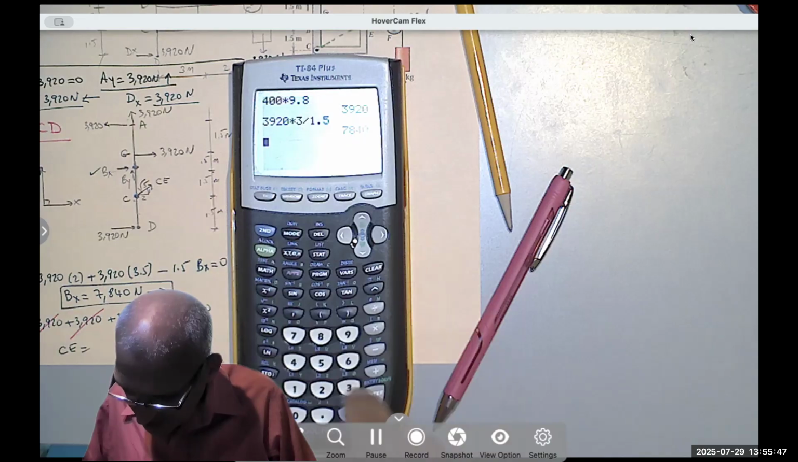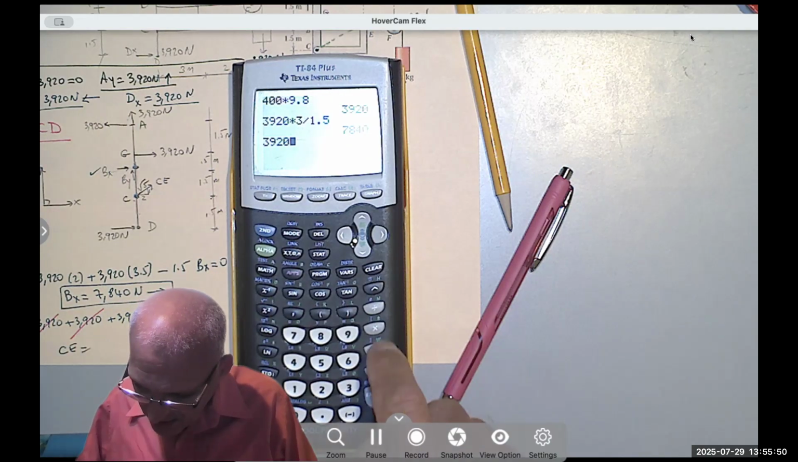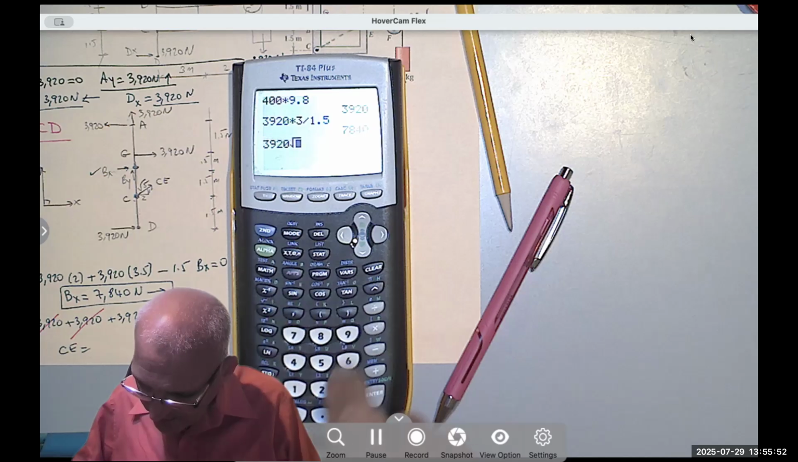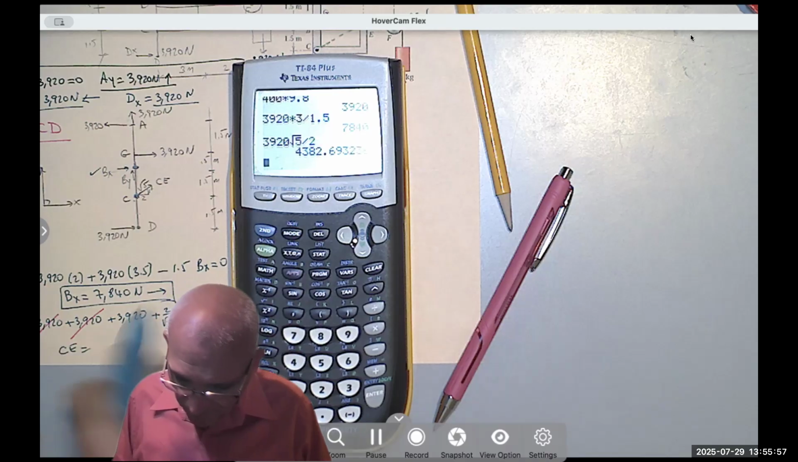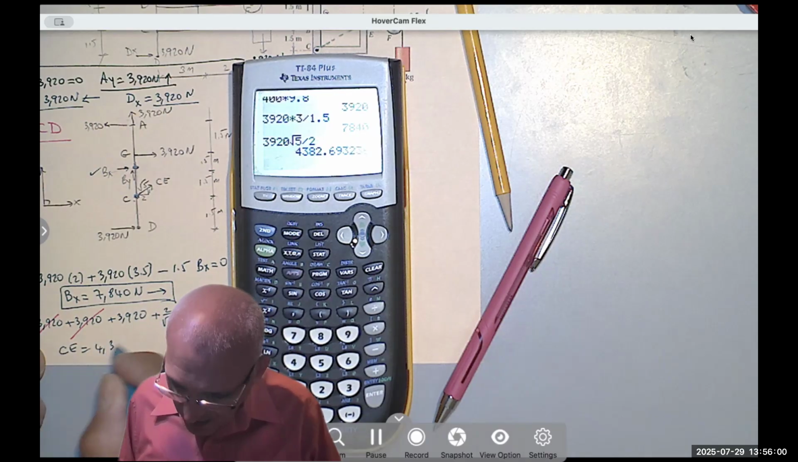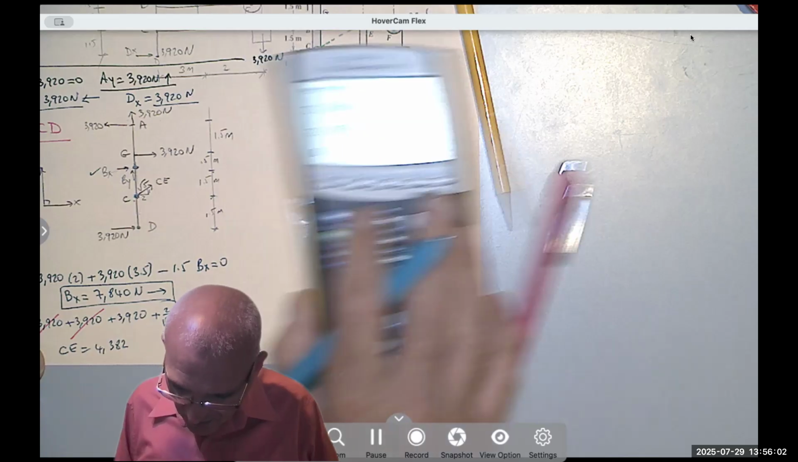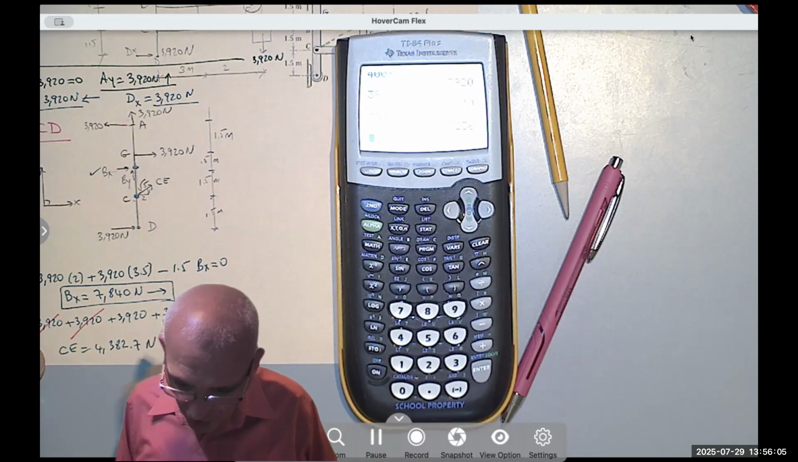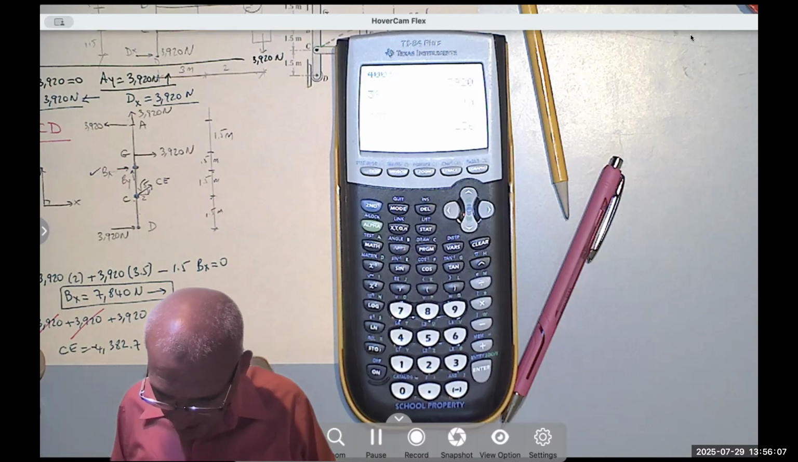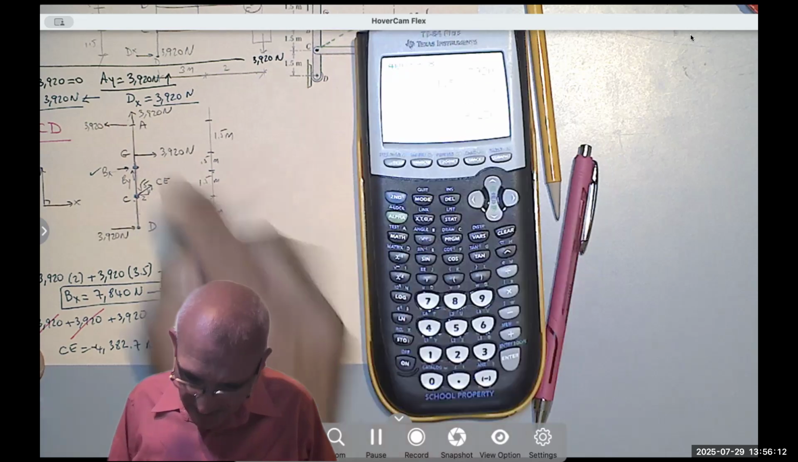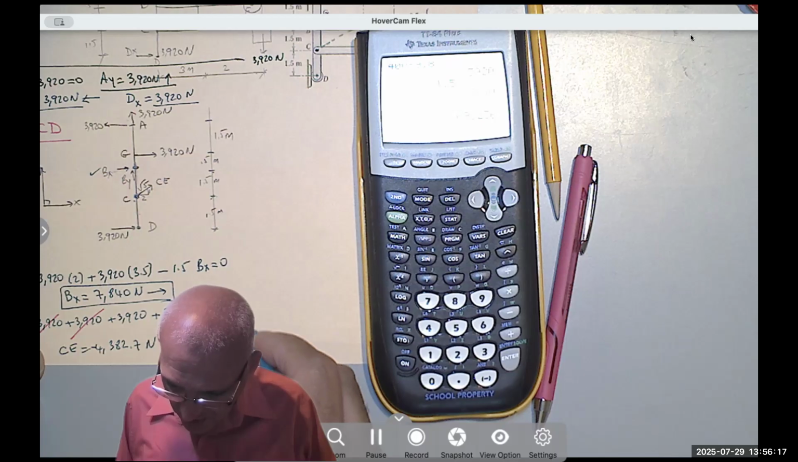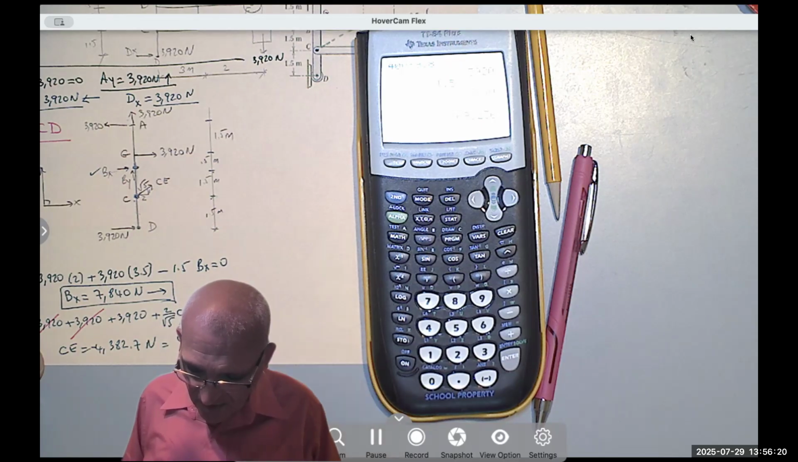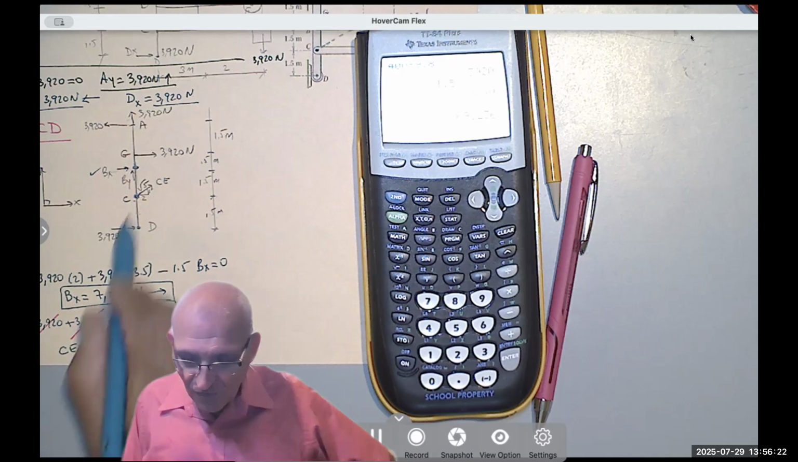And its magnitude is 3920 √5 over 2. 4382.7 Newton compression, meaning negative, or it's 4382.7 Newton in the opposite direction, meaning it has a direction like that, and you can say 2, 1 like that, or 2, 1 √5. This is the direction of the force CE.